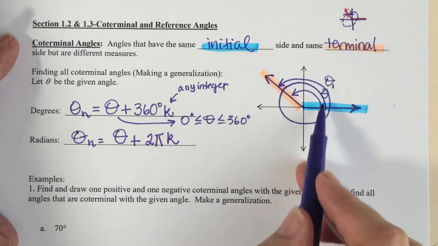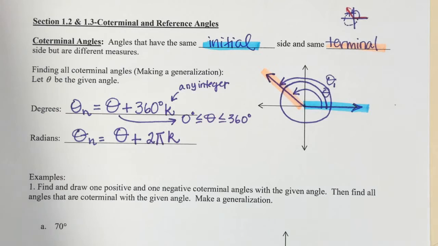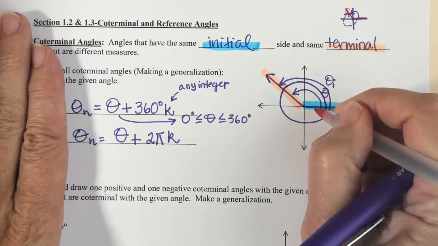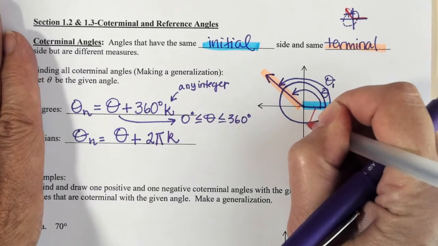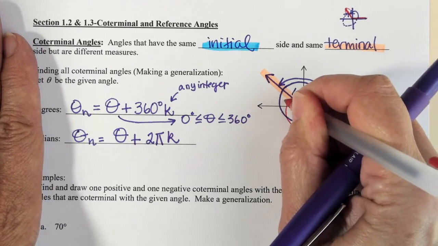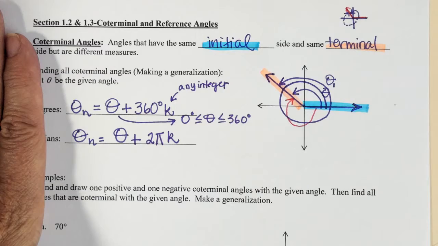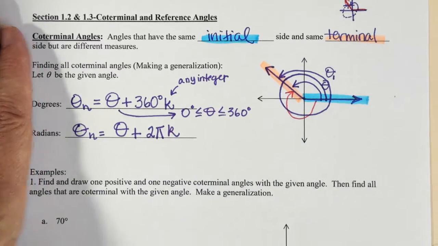So this was the positive, but then I also could have a negative. So I could also, of course, have gone around this way. I'll show you in our examples how we can account for that as well.